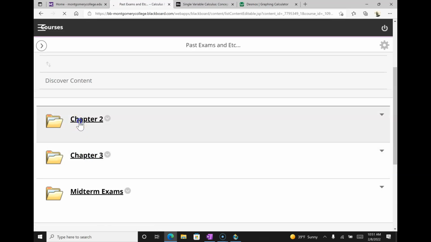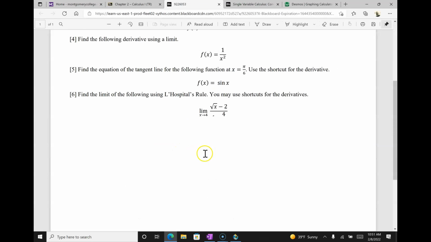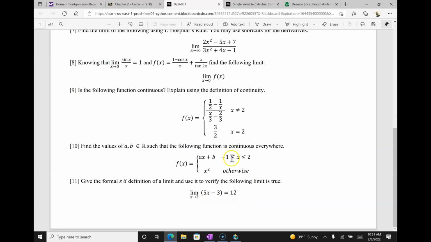Let's see, chapter 2. Let's go back to fall 2019. Number 10. I've got a 2-piece function. Part of it is linear, right? And part of it is quadratic. It's linear in between -1 and 2. It's quadratic otherwise. Right?